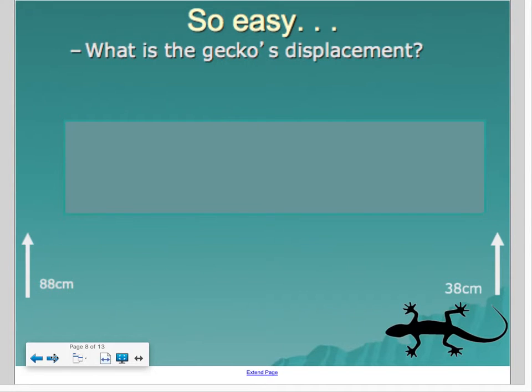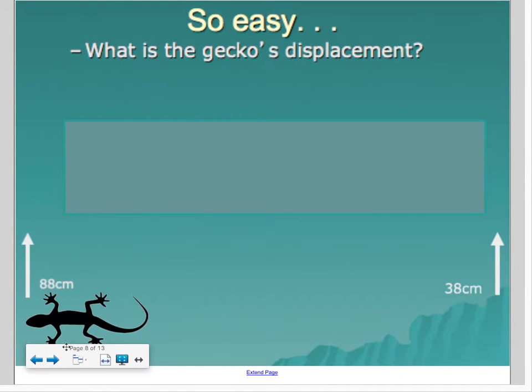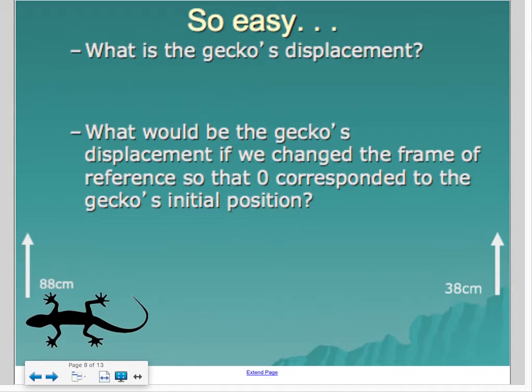As I'm looking at this slide, you don't have to write anything down. You can just visually look at it. If I have a gecko, and let's say it's starting so that its head is back there, the gecko is at the mark of 38 centimeters, and if the gecko travels to 88 centimeters, what is its displacement? 50 centimeters, right? 88, final, minus 38, initial. Got it? Okay.